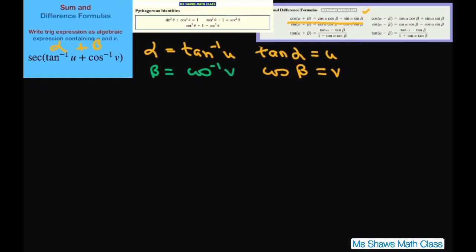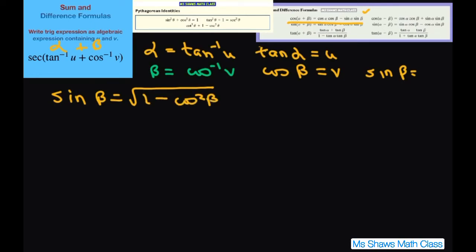So let's get sine of beta. If we do sine of beta, that equals square root of 1 minus cosine squared of beta. I'm using my Pythagorean identity and just square rooting both sides. So that's going to equal square root of 1 minus v squared. So this is square root of 1 minus v squared.